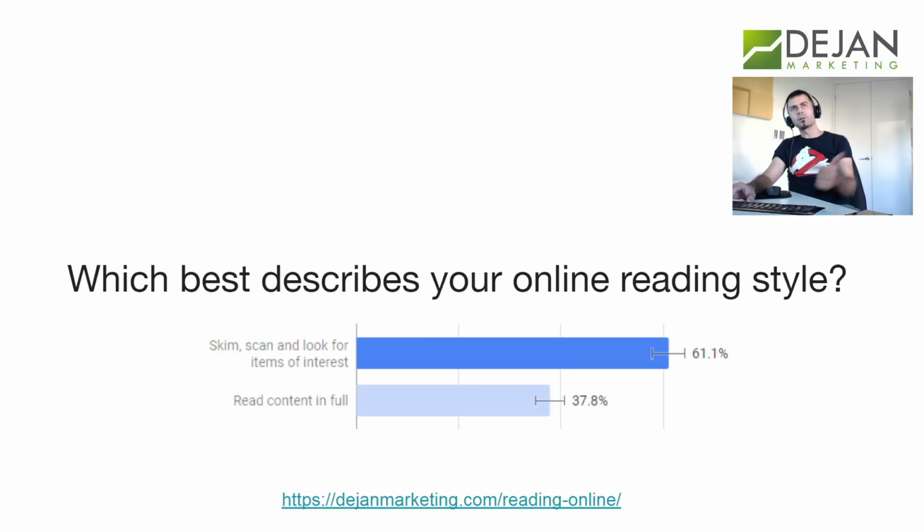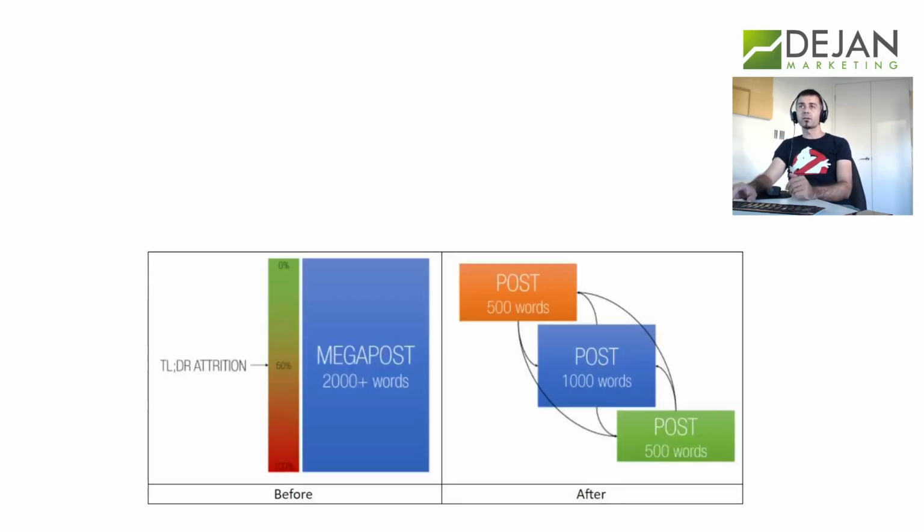So I did a follow-up with this just to see if it's still current. And the new data shows the same thing. 61% people said I skim, scan, or look for items of interest, and 38% said I read content in full. So we might see some improvement in those who declare to read it in full, but there's still a huge amount of skippers. What does that mean for your content?